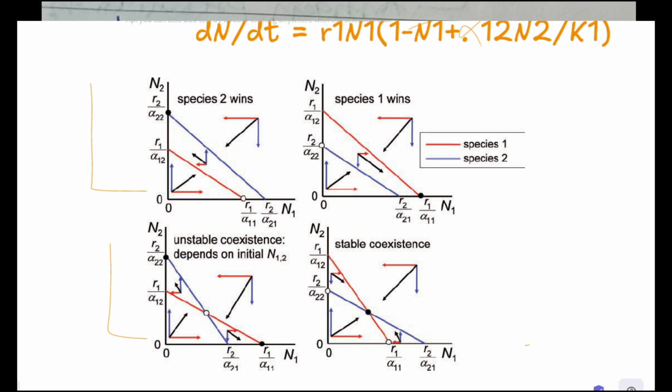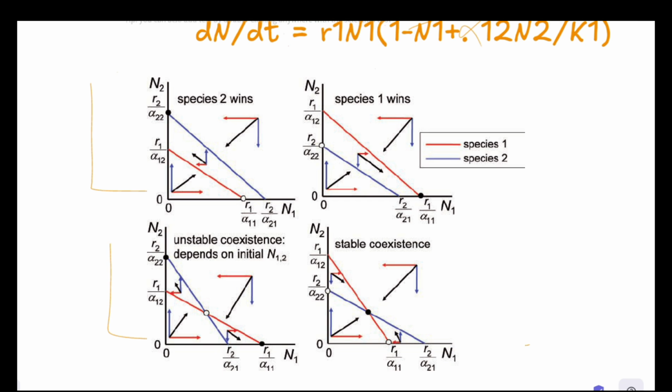For example, Paramecium aurelia outcompetes Paramecium caudatum, like in Gause's experiment. Then if species 1 wins, like in the top right, we can see the red line lies outside the blue line, so species 1 always outcompetes species 2. Eventually species 2 goes extinct and species 1 survives.